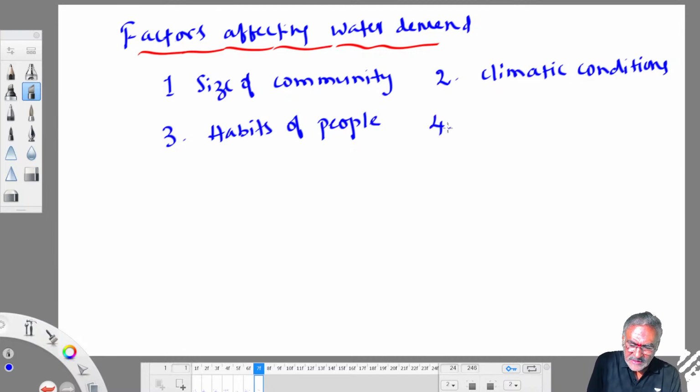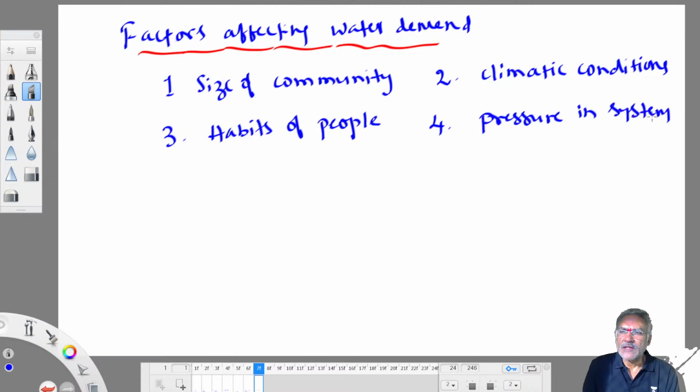Then the fourth factor is pressure in the distribution system. Water is supplied under pressure. You know it's a piped water supply system. In the pipes, water rushes by consuming the pressure energy. So you have to maintain the pressure.